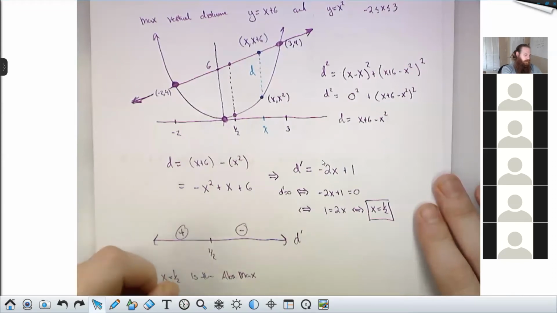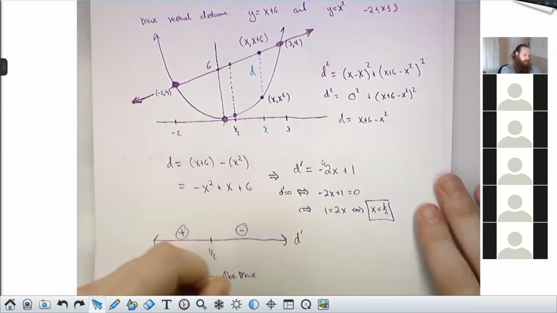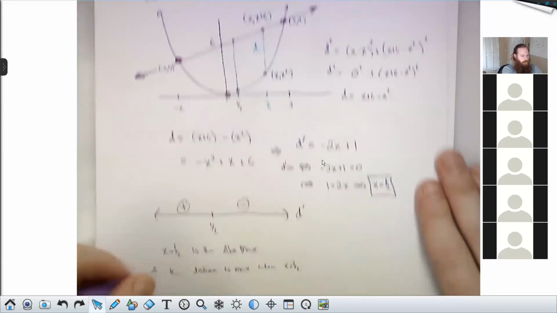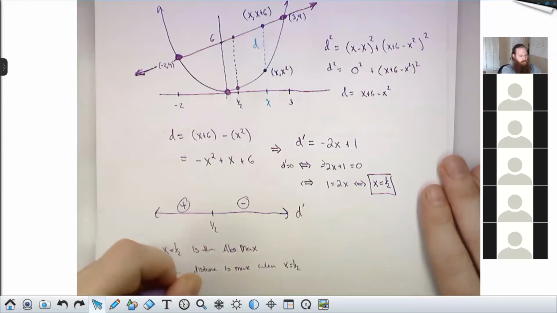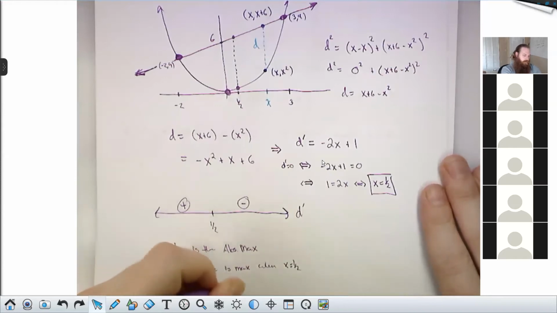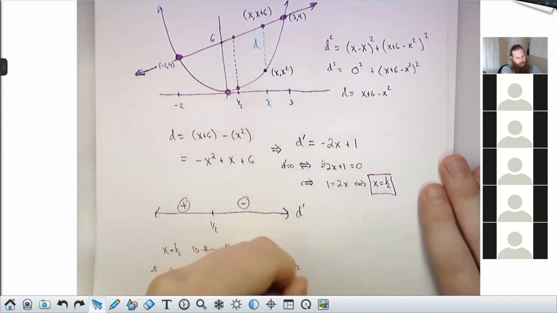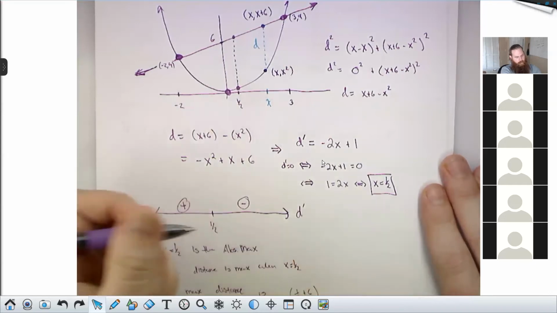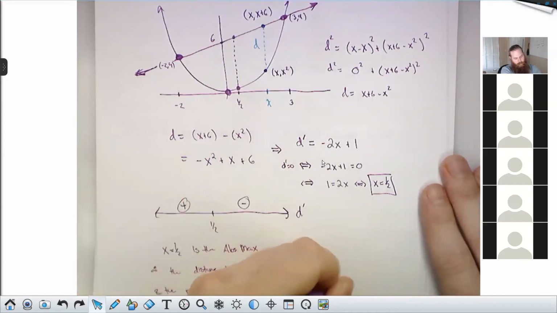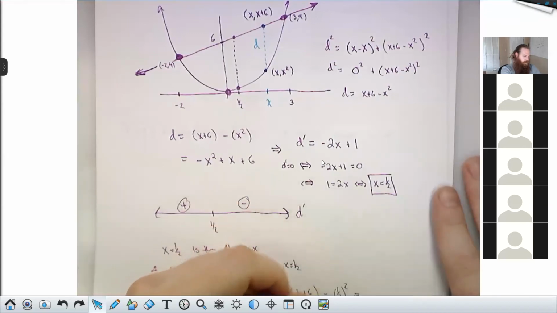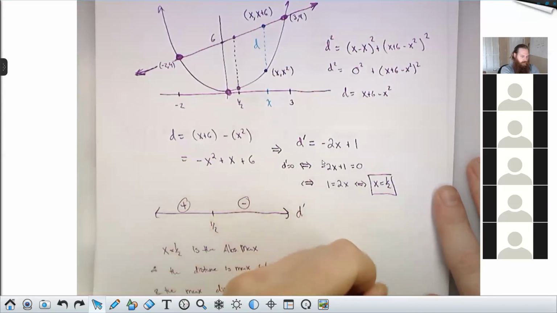Therefore, the distance is maximized when x is equal to 1/2. And the max distance, we would plug it back in here, would be 1/2 + 6 - 1/2 squared, which is 13/2 minus 1/4.